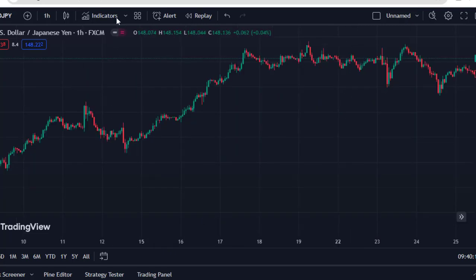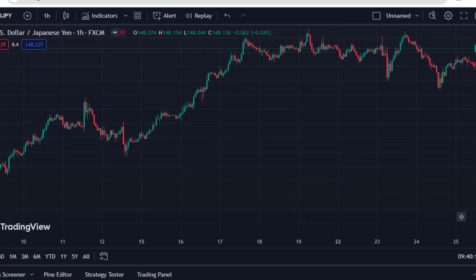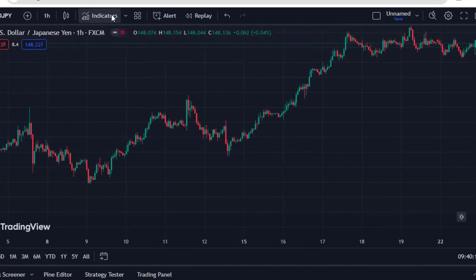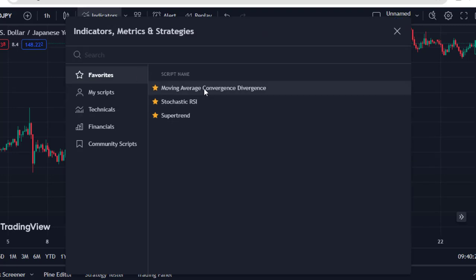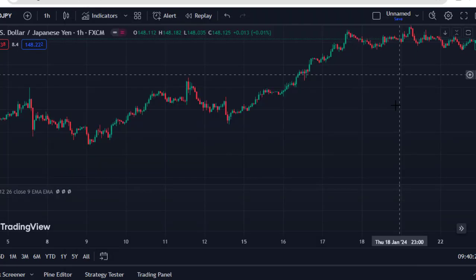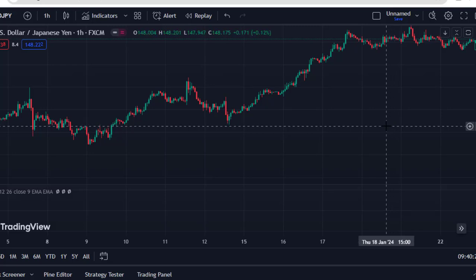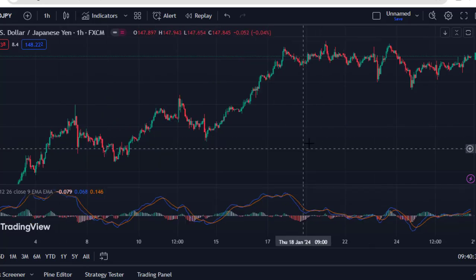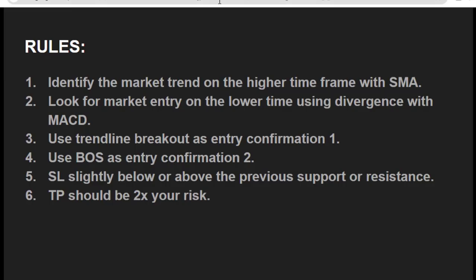And then the second thing is the lower time frame. What we want to use for our entry is the MACD. So we want to put on the MACD indicator. Once we put on the MACD indicator, you see the MACD indicator is already on the chart right here. And if you look at the strategy, we want to see where we see divergence on the MACD when the higher time frame is in a pullback formation.